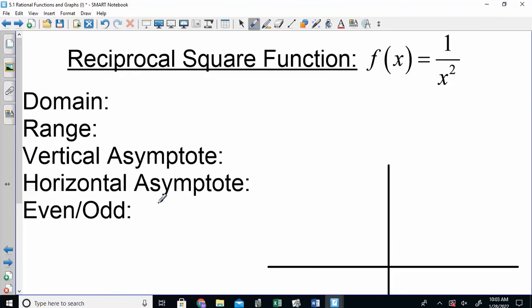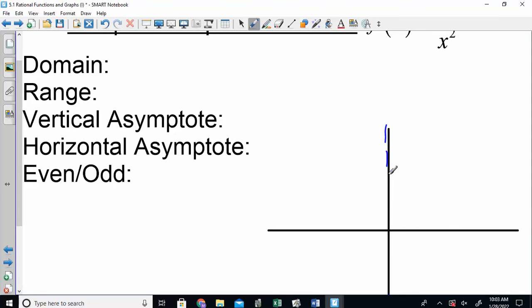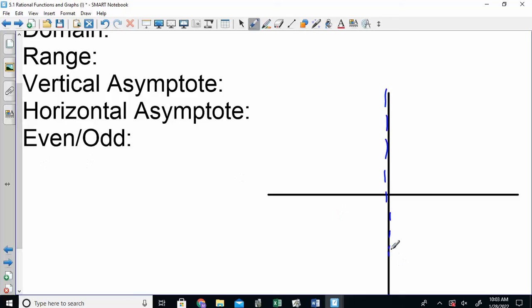The second parent function that I wanted to touch on today is the reciprocal square function. And it's going to look basically the same, except if you square something, will you have any negatives? No. So we still can't plug in 0, so we would still have a vertical asymptote at 0. If you put in 1, what's 1 over 1 squared? So 1, 1 is still on here. If I put in 2, what's 1 over 2 squared? 1/4. So it's just getting smaller a little faster.